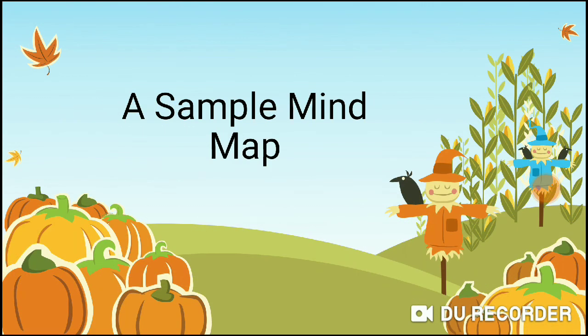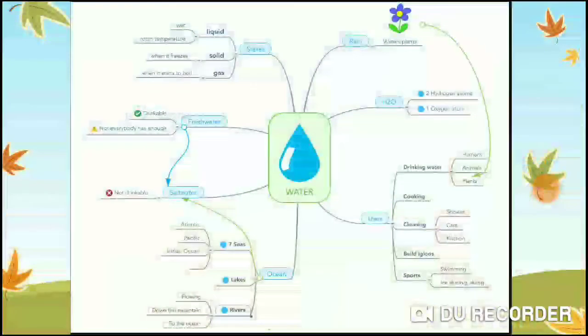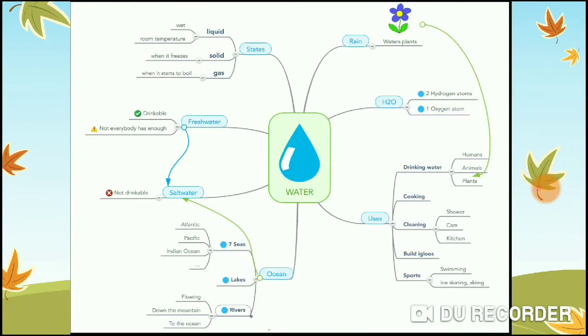So let us look at a sample mind map and discuss how to write an essay based on it. So, the sample mind map. You can find the central idea, which is water. So that is the central idea. You can see 1, 2, 3, 4, 5, 6, and 7 subtopics that branch from the central idea of water: rain, H2O, uses, ocean, salt water, fresh water, states. So those will be the subpoints.